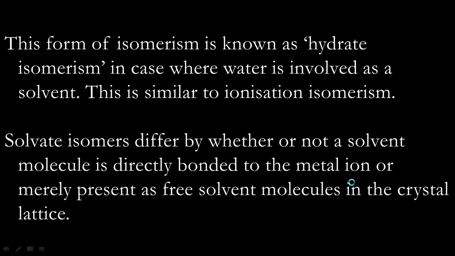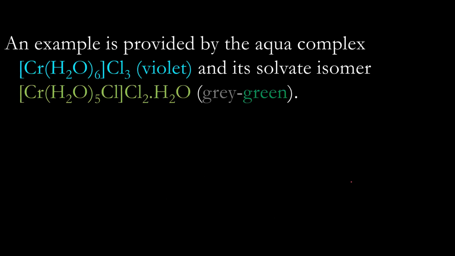Solvate isomerism is similar to ionization isomerism. The only difference is here we will be talking about solvent. Instead of ion, we will be talking about water molecule, for example. In most of the cases, what is solvent? Water molecule. So it will look like there is H2O inside, but in the other case, this H2O comes outside, and one chlorine goes inside. So it is similar to ionization.